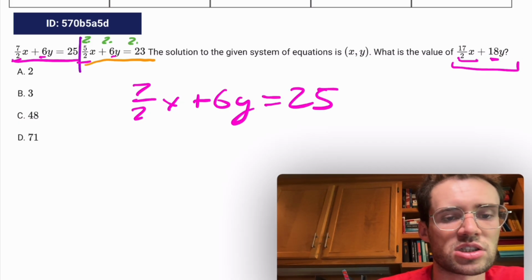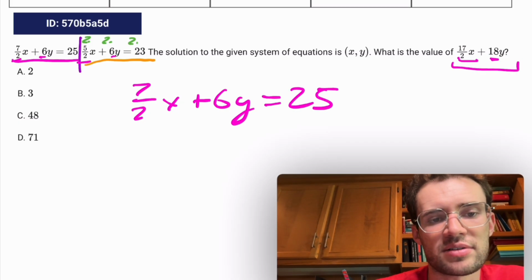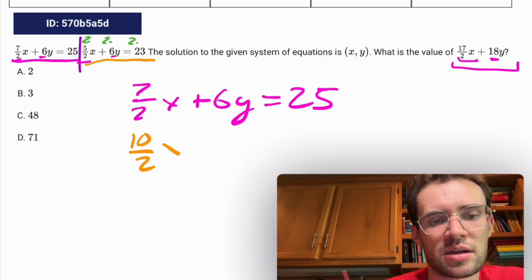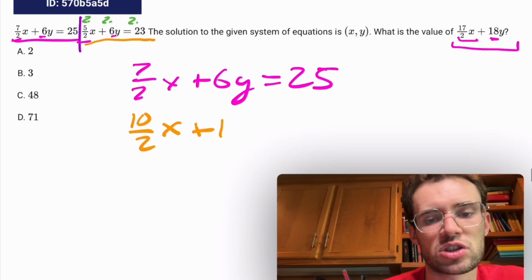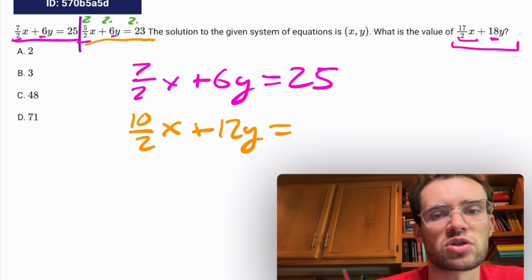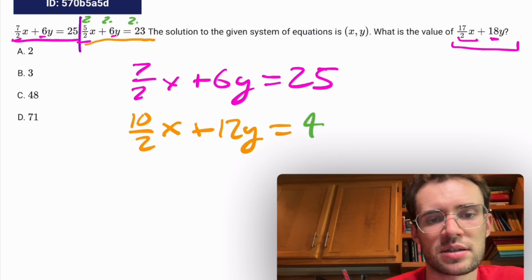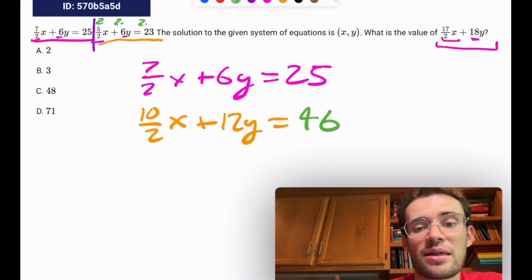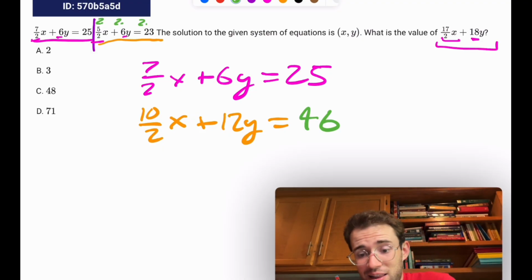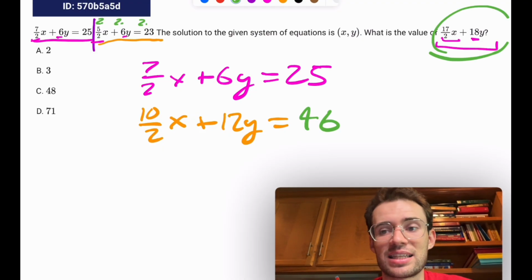Our second equation, when you double it, 5/2 times 2 is going to be 10/2 x, plus 2 times 6y is 12y, equals 2 times 23, which would be 46. Right, so those are our two equations. Now we just add the left sides together, add the right sides. This is technically not elimination because we're not eliminating anything. We're just manipulating it to get the thing that we want.